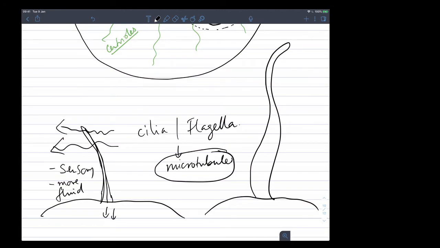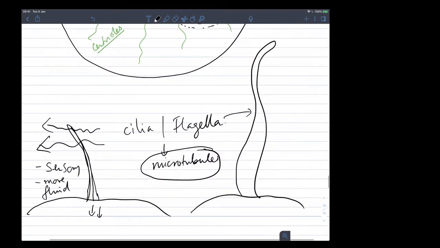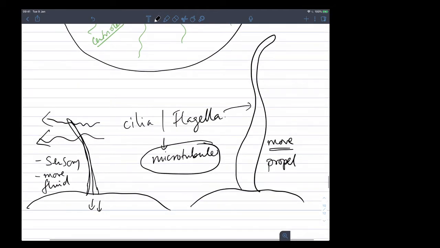So cilia move fluid in some cells, and in some other cells they have a sensory function, whereas flagella usually are longer in terms of their structure. In terms of their function, it is usually to move. So in most cases, the function is to propel the cell forward or move the cell. However, they can have some sensory functions as well, but that's the main difference between cilia and flagella.